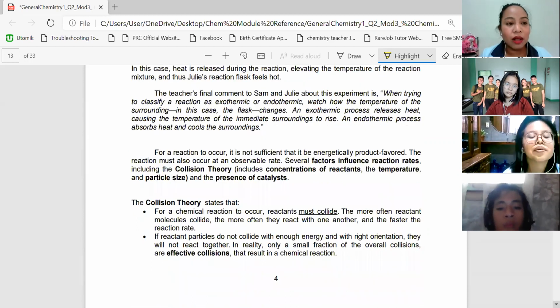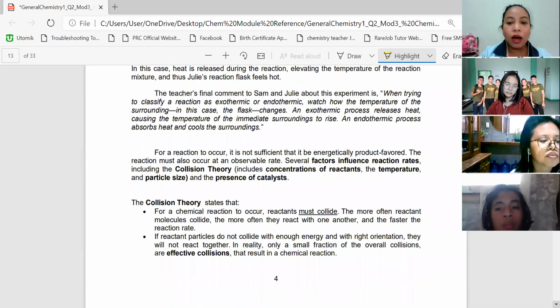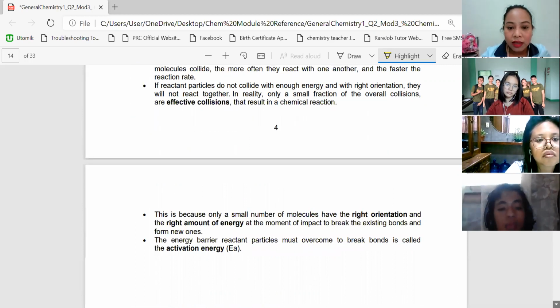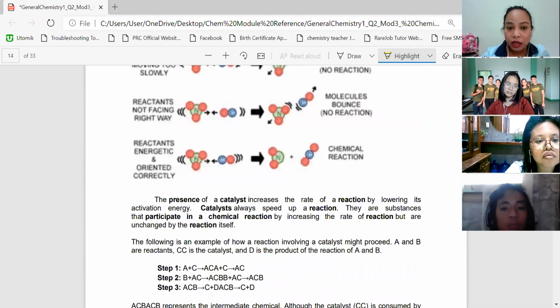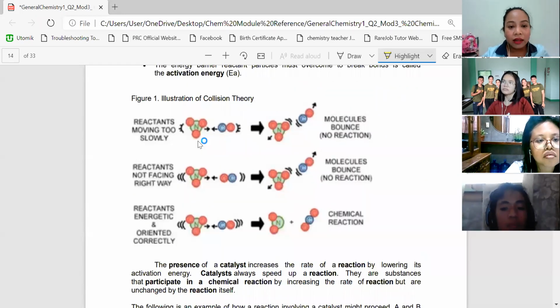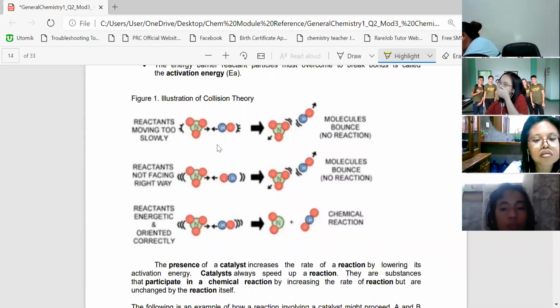Now, how does a chemical reaction occur? There are two ways that affect the chemical reaction. We have the collision theory and we have the presence of the catalyst. So when we say collision theory, ato na siyang ma-summarize in this particular diagram. So if your reactant bumps, kay may collision, meaning nag-collide, nagbangga.